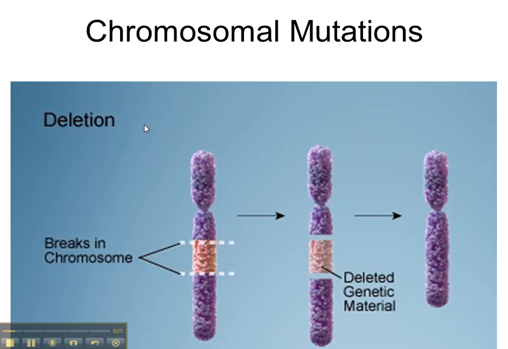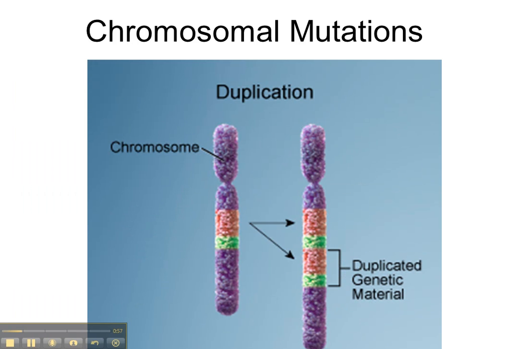First type of mutation is a deletion, and this mutation is exactly how it sounds. A portion of a chromosome breaks off and is lost. So in the resulting chromosome, some of the genetic material is no longer present. These mutations can be very serious, causing fairly complex physical and mental problems.